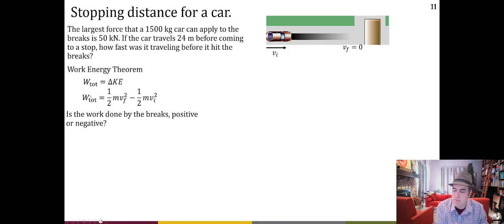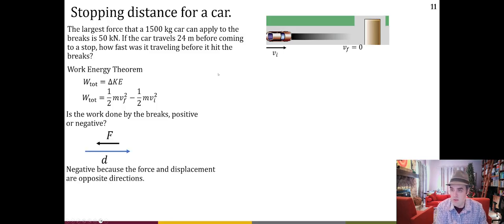So there's two parts here. We've got to calculate what the total work is, and then we can plug it in here to get this. So when we're calculating work, we need to remember, is the work positive or negative? So what do you think? The car's traveling to the right. The force of the brakes is to the left. So is this going to be a positive work or negative work? If you say negative, you are correct.